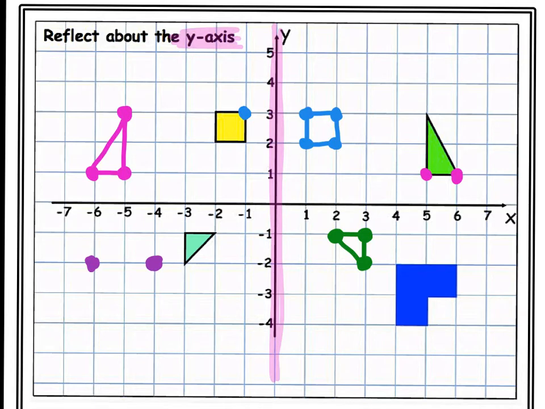Next up, I'm going to do this point down here, which is 4 units to the right, so I'm going to go 4 units to the left. Then 5 units to the right, so I'm going to go 5 units to the left, and then I'm going to put that last little point to create my L-shaped figure here. And I'm going to draw that in.